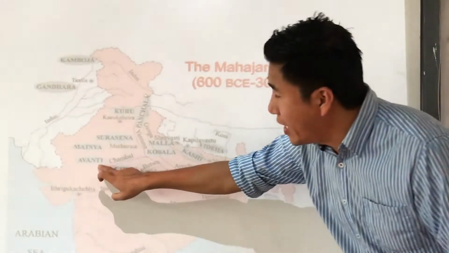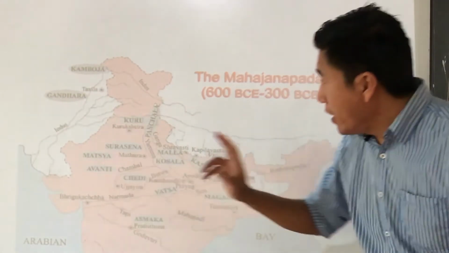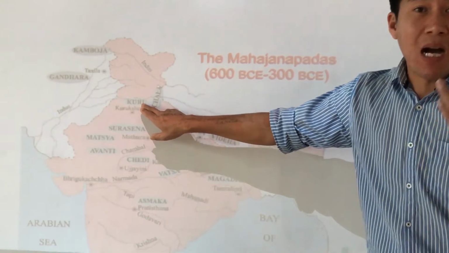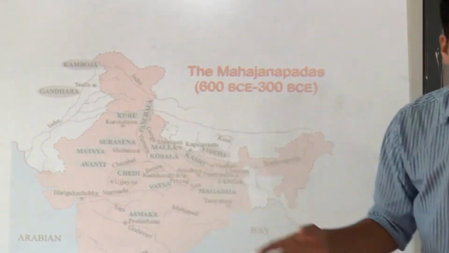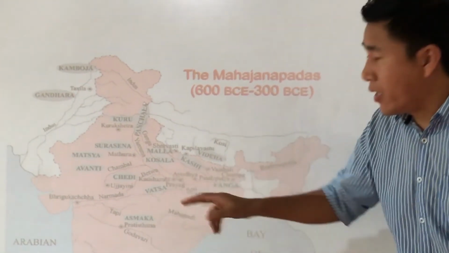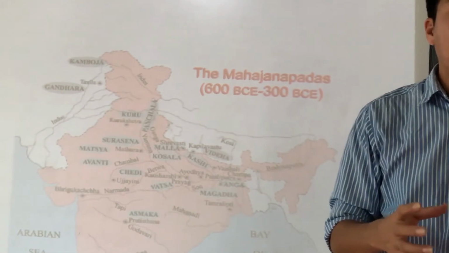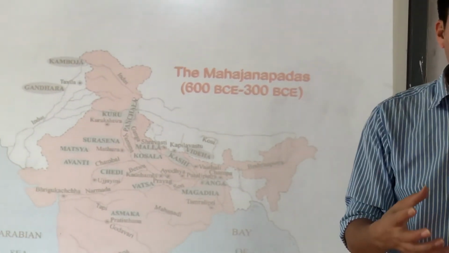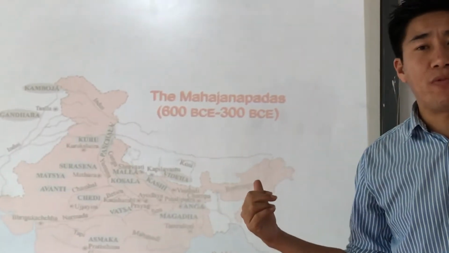Then we have Avanti, right? In the Malwa region, like Madhya Pradesh here, right? Then we have Kuru, right, where the Mahabharata happened, in Haryana and this Punjab area. Then we have Panchala. Then we have Kosala in this Awadh region, right, in UP. So these are some of the important Mahajanapadas among the 16 Mahajanapadas that I told you before.